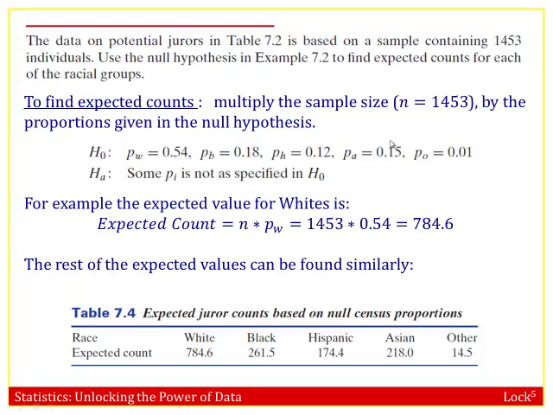Asian, 1,453 times 0.15, that gives us that expected count, and other, 1,453 times 0.01, that gives us that expected count. And that's how we find the expected counts.